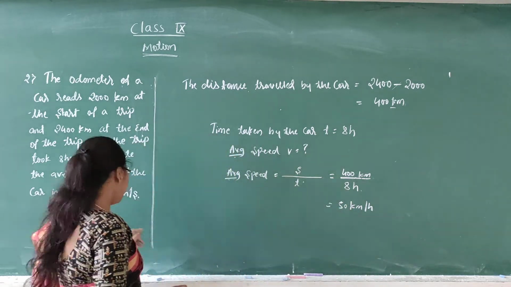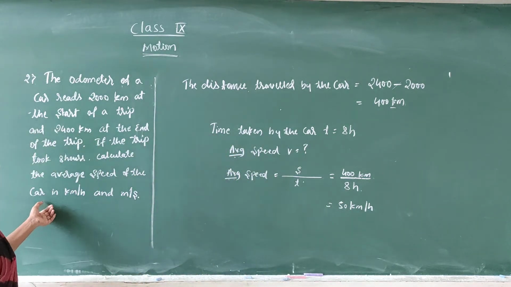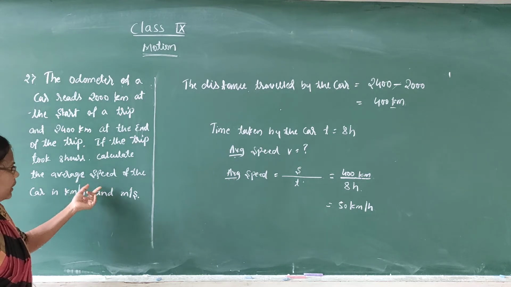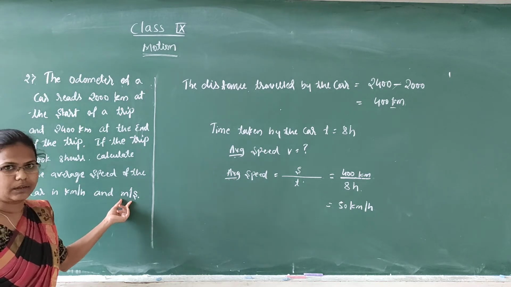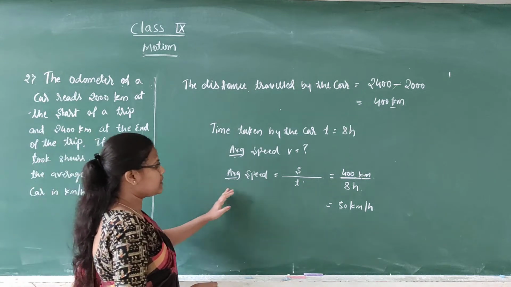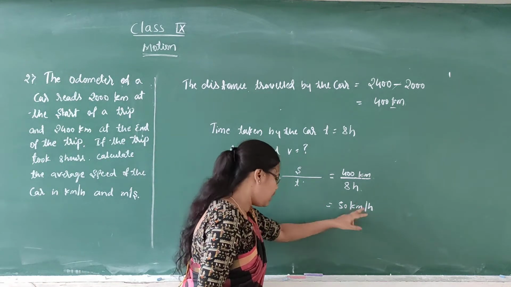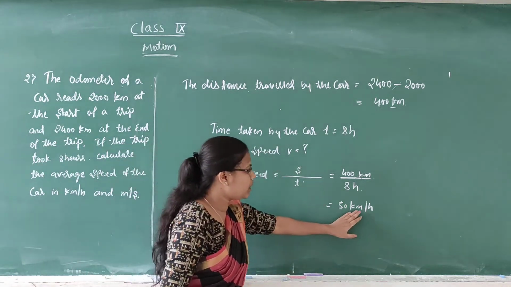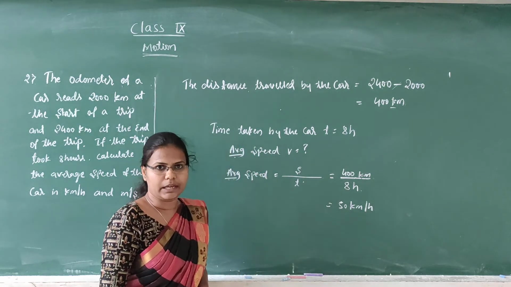But they asked that we have to calculate the average speed in terms of meter per second. The final answer is in terms of kilometer per hour, but we have to convert kilometer per hour into meter per second.